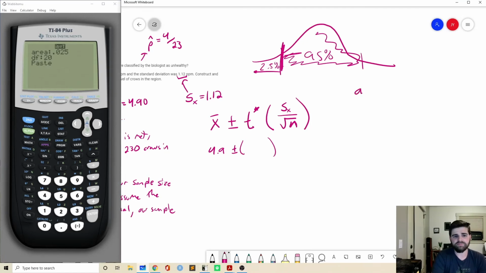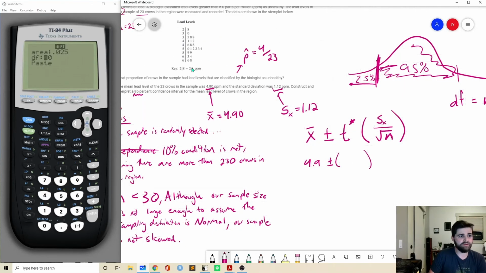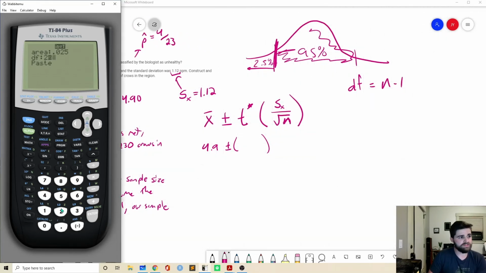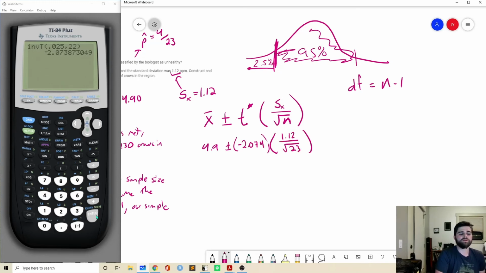So this is a new concept for us. Degrees of freedom is just one less than the sample size. So our sample size was 23 crows, so our degrees of freedom is 22. Again, degrees of freedom is just one less than the sample size. And we'll get our critical value there. Then we'll do our standard deviation of the sample, 1.12, divided by the root of the sample size. Cool. So we can plug that all in and calculate this out.